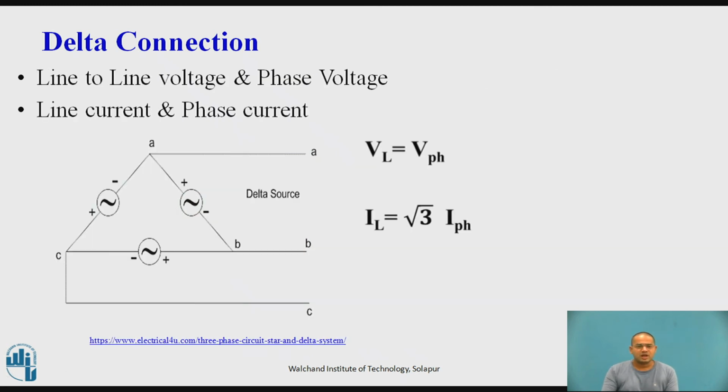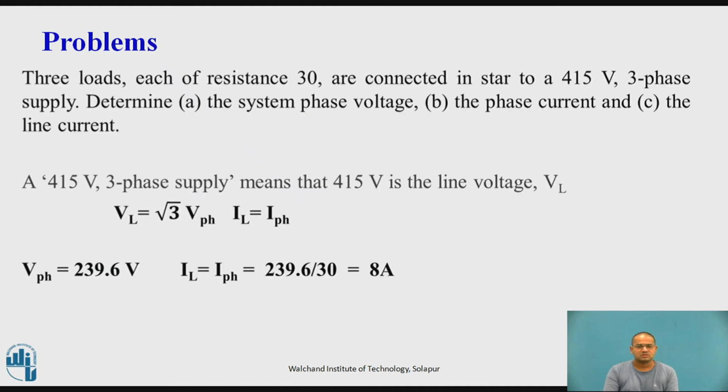In the delta connection, these are the relations. The line to line voltage is equal to the phase voltage. And the line current, the current which flows in the line, is given by root 3 times the phase current. The phase current is the current flowing in the coil. So these are the relations in the case of delta connections.